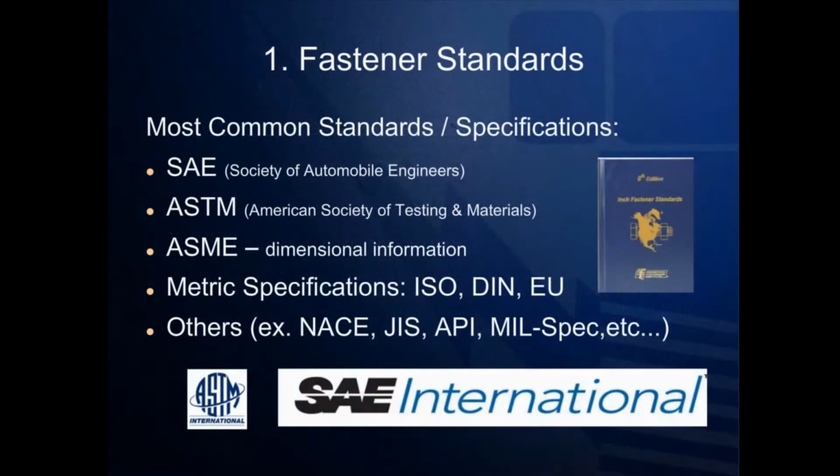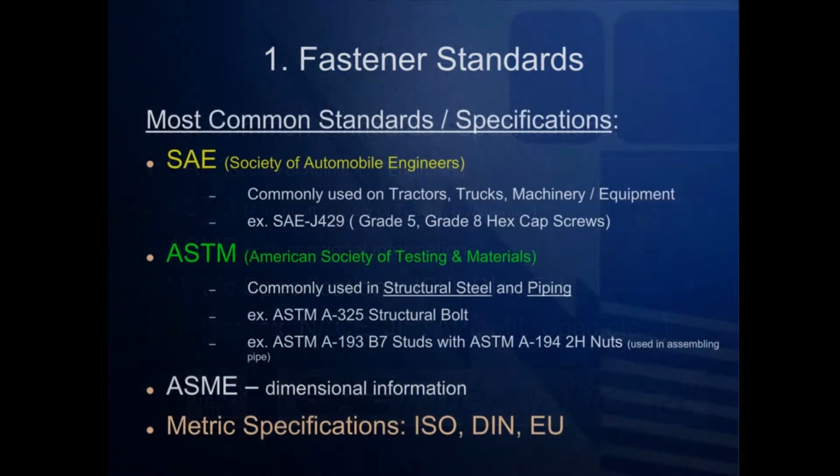The most common standards include SAE, ASTM, ASME, and several of the more popular metric standards such as ISO, DIN, and European Union. Others exist like military specs and NACE, which we will not be covering in this tutorial. True to its name, the SAE specification is commonly used in heavy equipment, tractors, trucks, and machinery. One of the most common threaded fasteners in our industry, grade 5 and grade 8 hex cap screws, are governed by the SAE J429 spec.